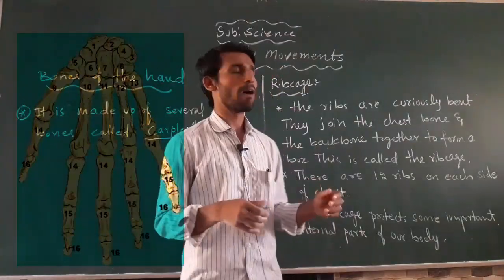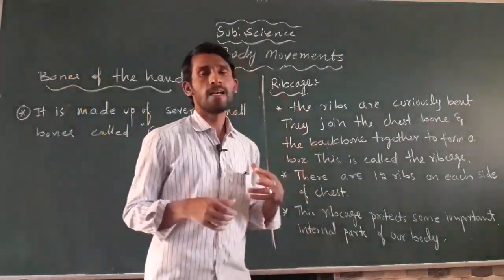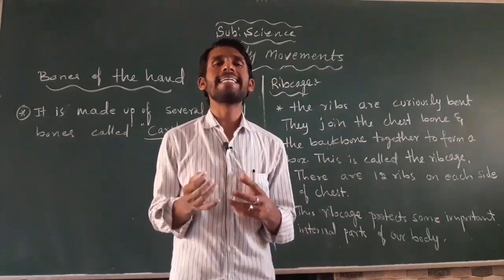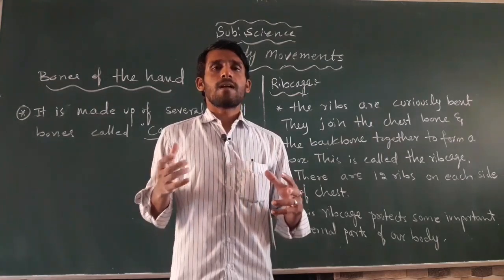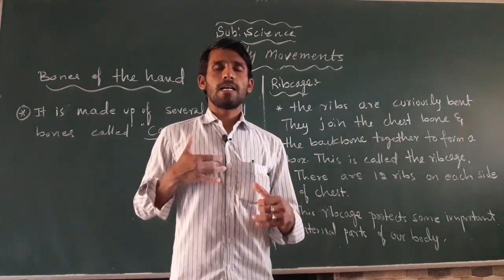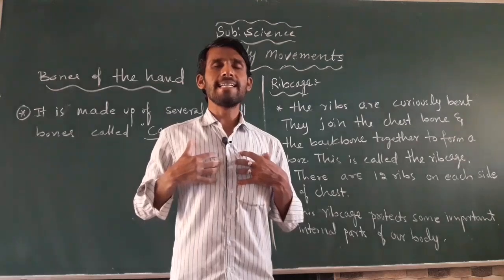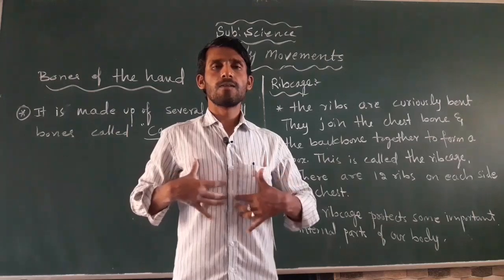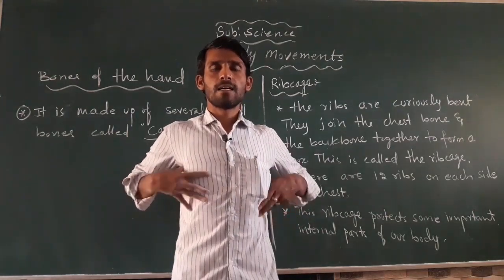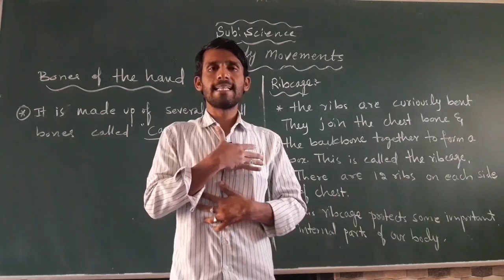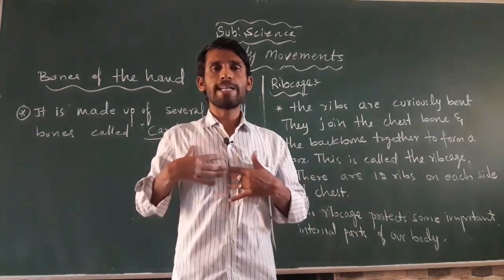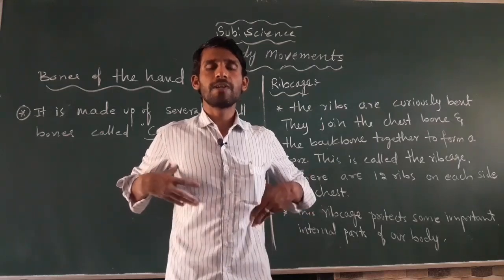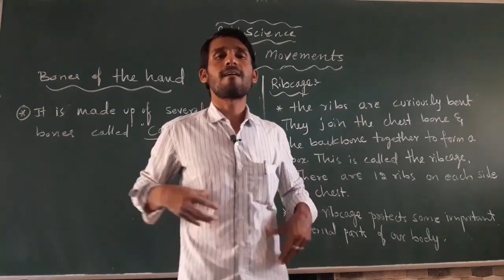Dear friend, next, observe the next point, the rib cage. Just do one activity here. Take a deep breath, and check here and press here. You are feeling some bones present here. Press here, and on this left side we have the heart. You feel some bones present in the rib cage. Dear friend, these bones we call the rib cage.